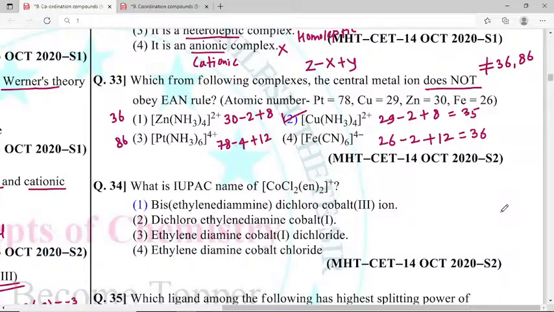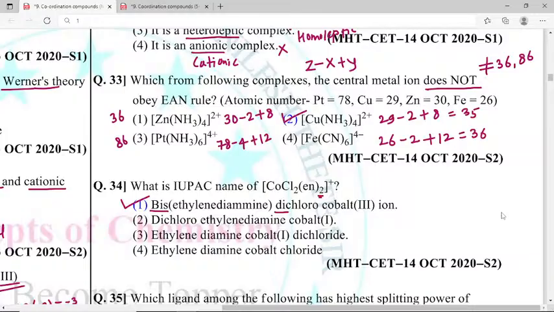What is the IUPAC name of [CoCl2(en)2]+? So this is bis. Bis stands for 2. Bis ethylene diamine; en stands for ethylene diamine. Dichloro, this is 2 times chlorine. So dichloro, cobalt, cobalt(III) ion.